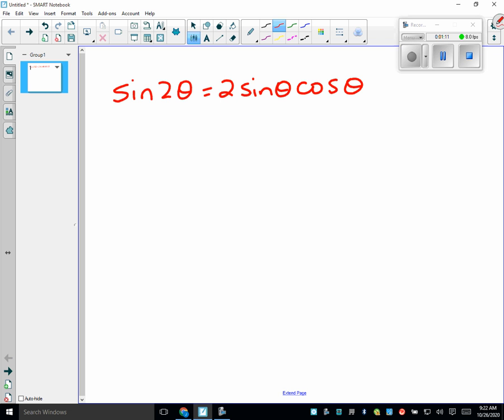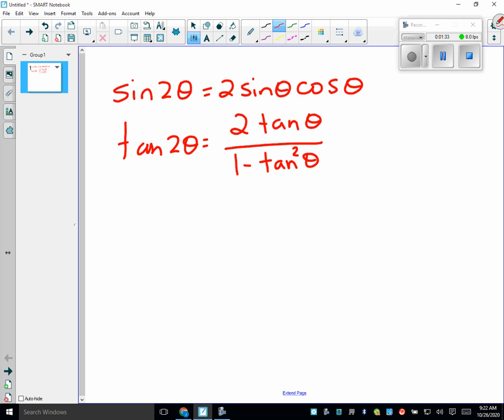All right, the second one is tangent. Tangent of 2 theta is equal to 2 tan theta over 1 minus tan squared theta.